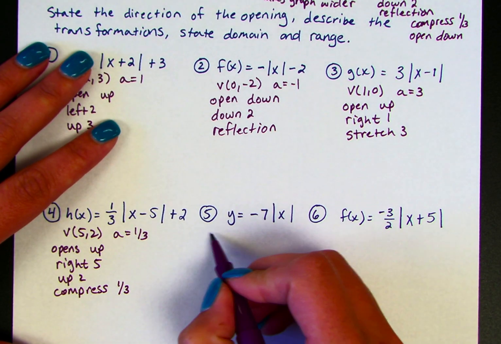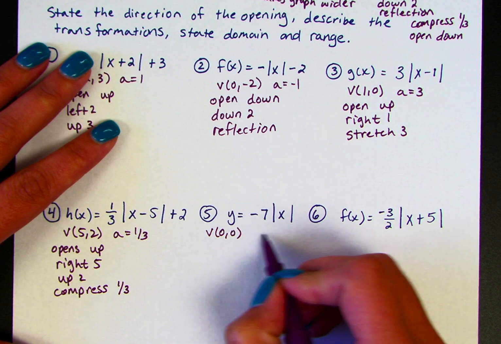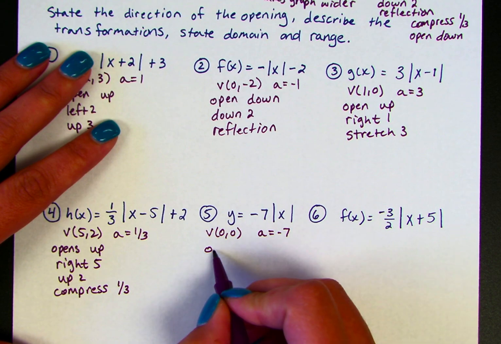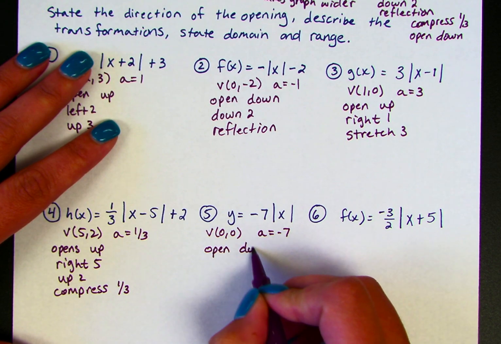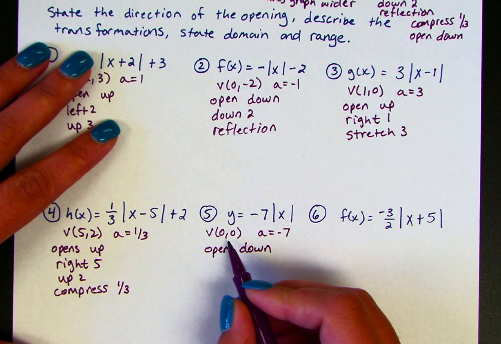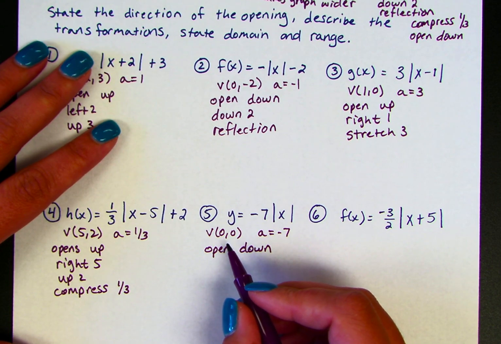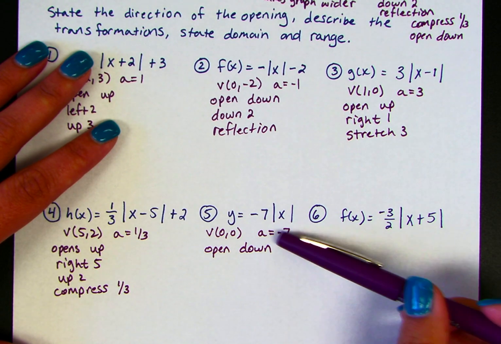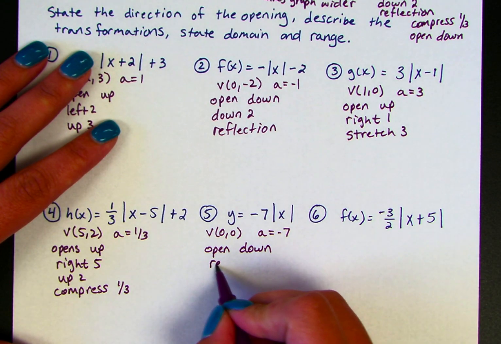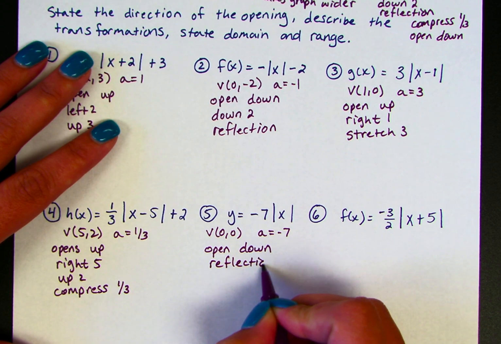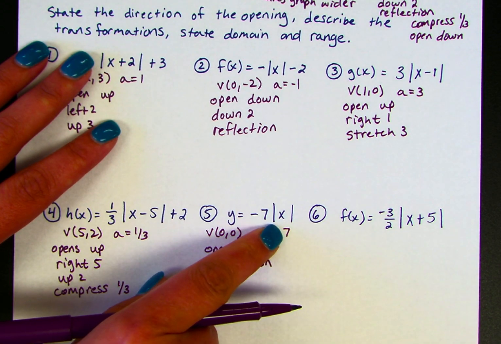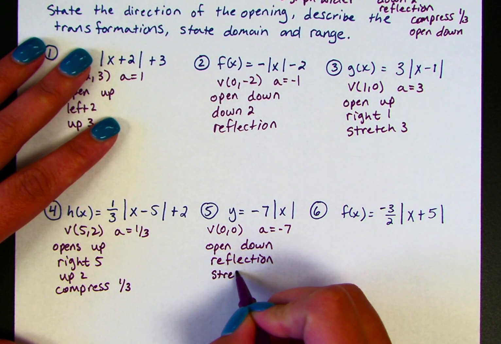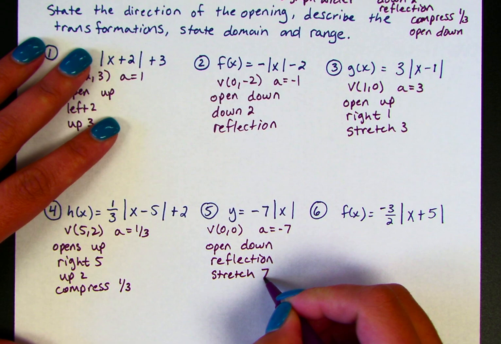All right, next one, vertex is (0, 0), and my slope is -7. All right, so since slope is negative, this is going to open down. My vertex is (0, 0), so I didn't go left, right, or up and down, so I'm not going to write anything for that. Since this is negative, that is the reflection. And then when I look at just the 7 piece, that's bigger than the 1, so that means that this is going to be a stretch. So it's making my graph skinny, so I have a stretch of 7.